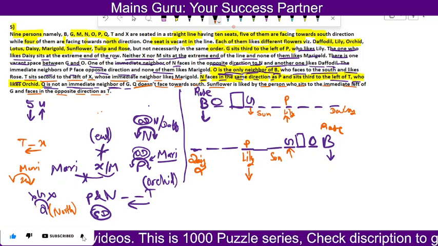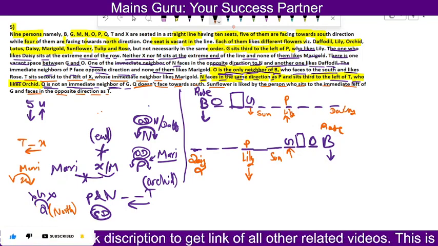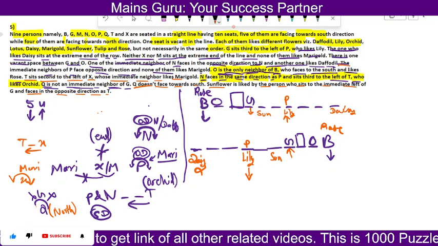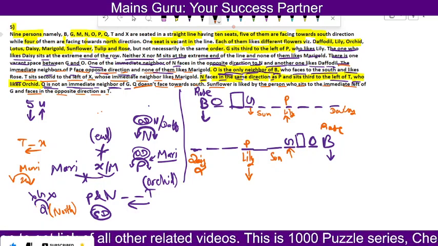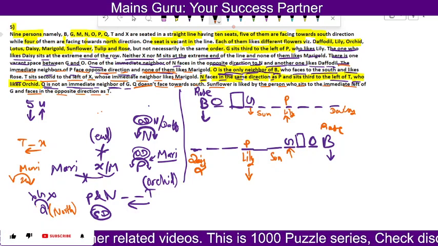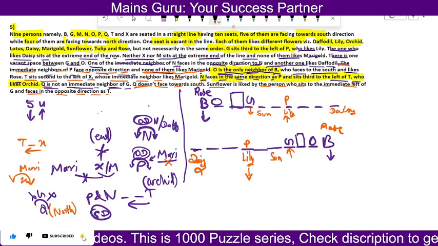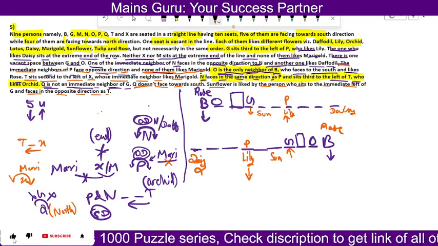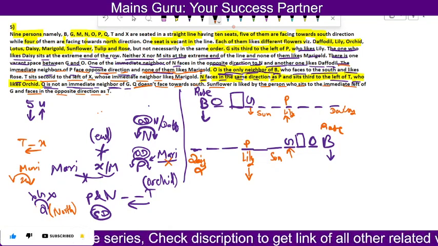P and N are facing the same direction. Okay, and one minute, I think I have written this condition wrong. The immediate neighbors of P face the opposite direction, and none of them likes marigold. It means they do not like marigold. Remember this. Now if I try this, so T, in this condition T and N can be here.